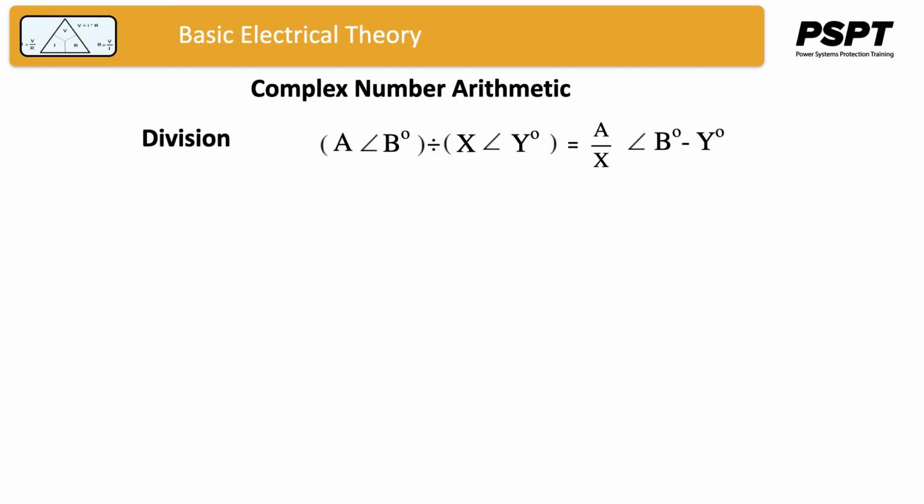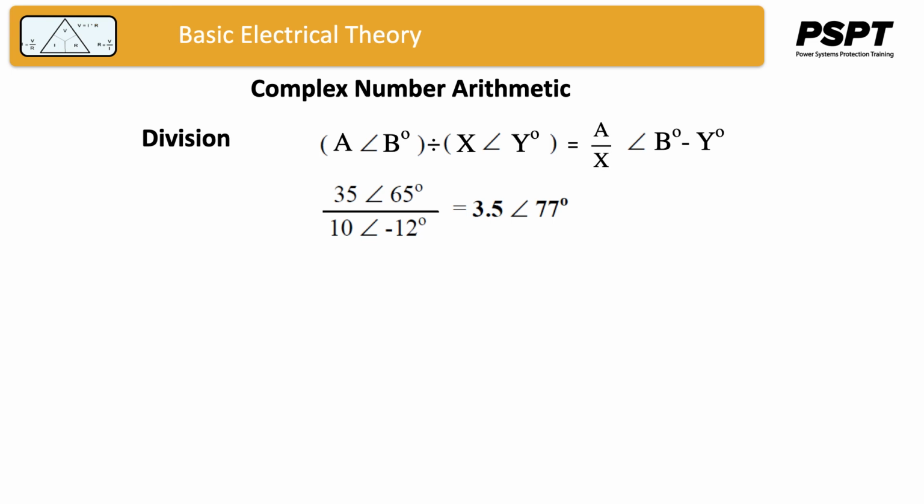Here we have a phasor 35 at 65 degrees being divided by a phasor of 10 at minus 12 degrees. You would divide 35 by 10, which would give you 3.5, and you'd subtract minus 12 from 65, which is the same as adding 12 to 65, which would give you 77 degrees.